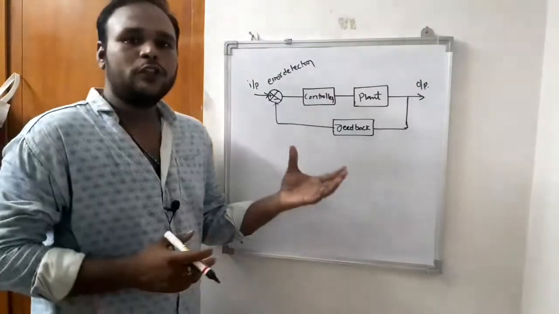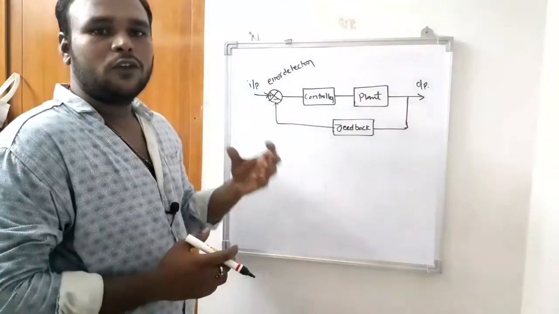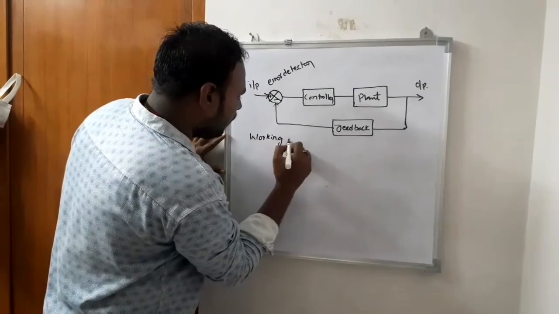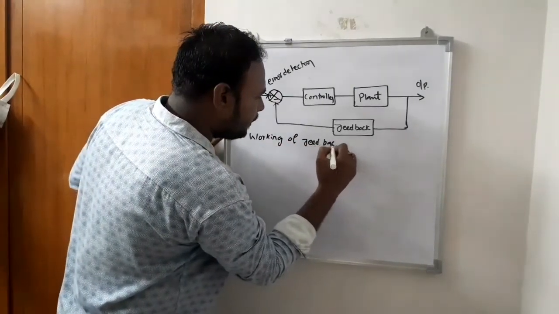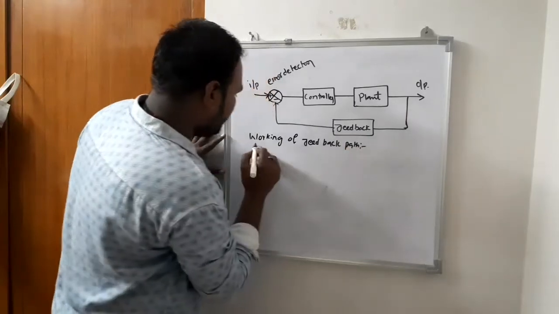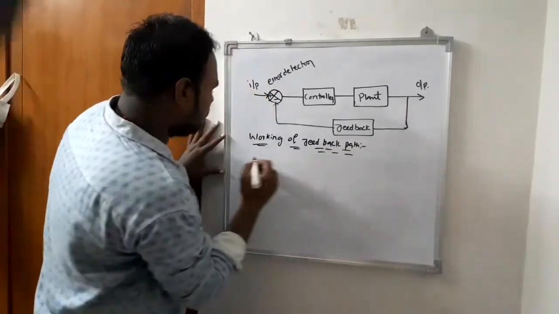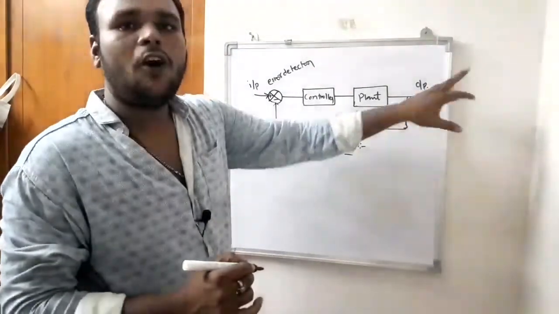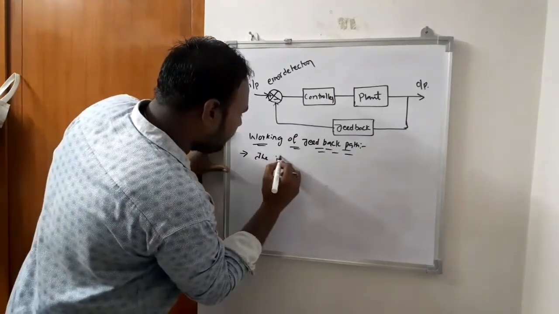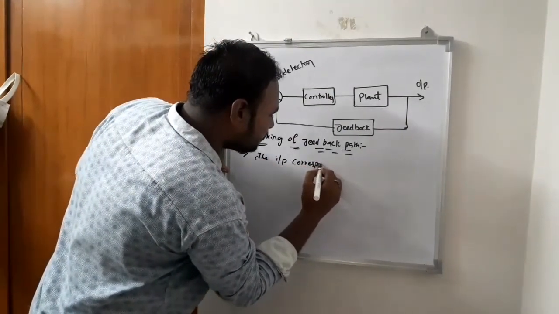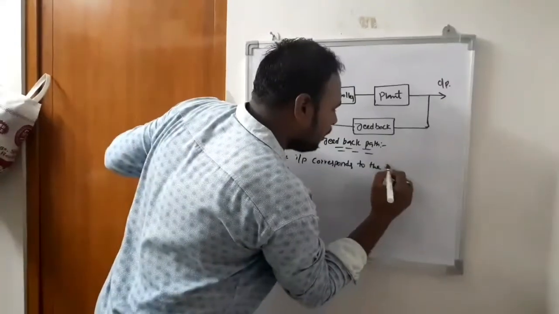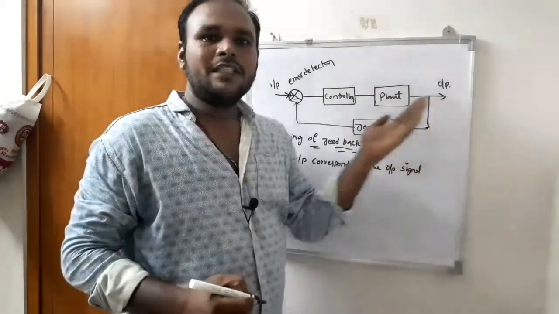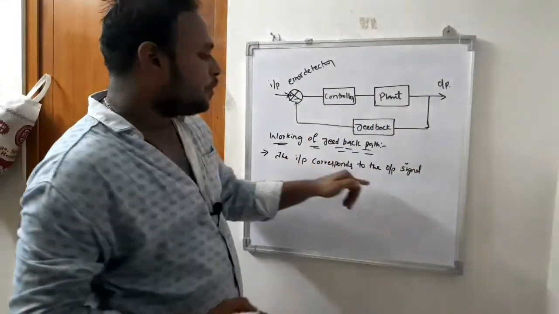Now we are going to see how the feedback path works. The first point is that the input reference signal corresponds to the output signal. Why? Because the output is always dependent on the input. That's why the input corresponds to the output signal.